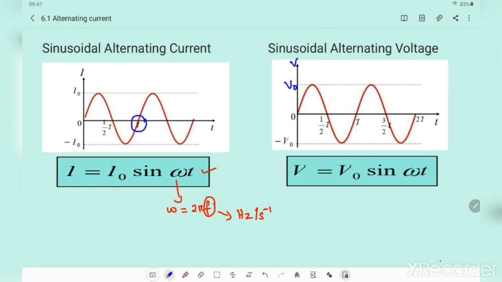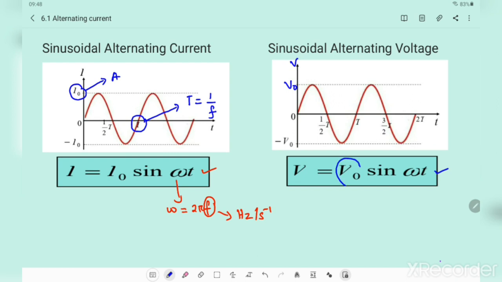T is defined as the time taken for one complete cycle, and the unit of T is seconds. So how to calculate the period? T equal to 1 over f. I naught is defined as the magnitude of the maximum current, and the unit is ampere.